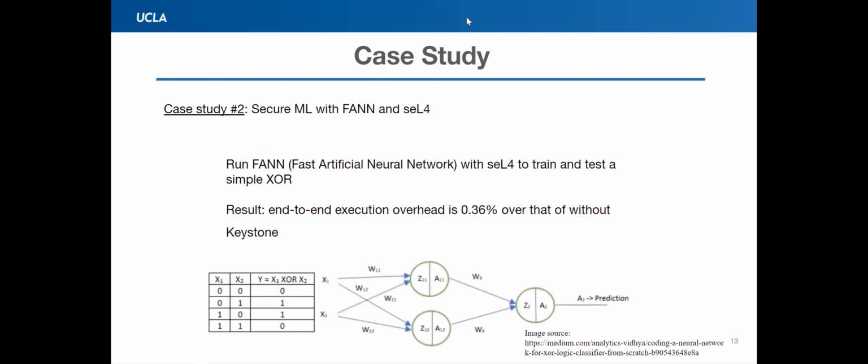The second case study is using the Fast Artificial Neural Network library and the runtime. FANN is a cross-platform open source programming library that is used for developing multilayer feed-forward artificial neural networks. In this case, FANN is used for training and testing a sample XOR. The logic of XOR is shown in this graph. The overhead in this case increases by 0.36%. Next slide, please.